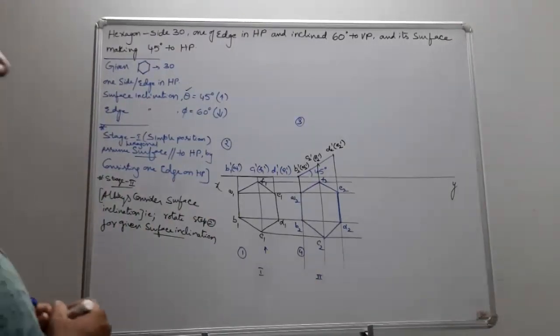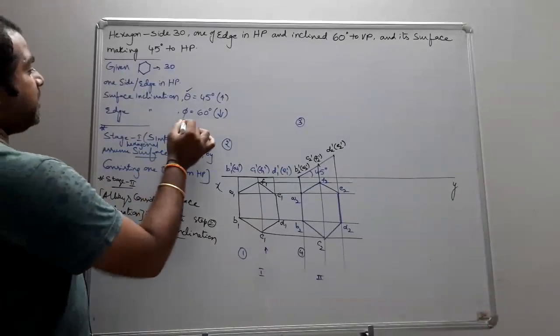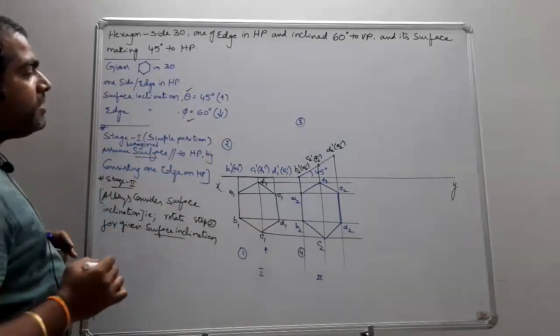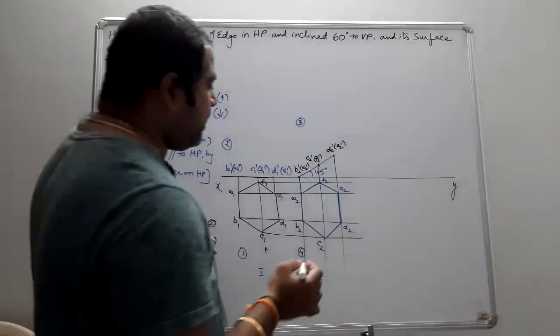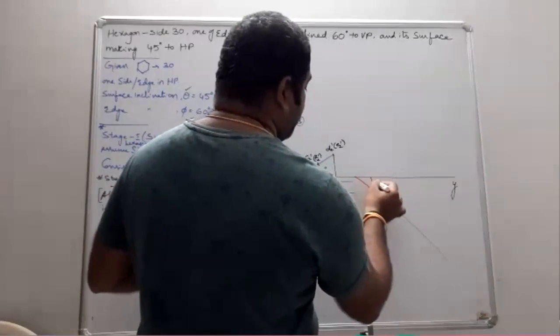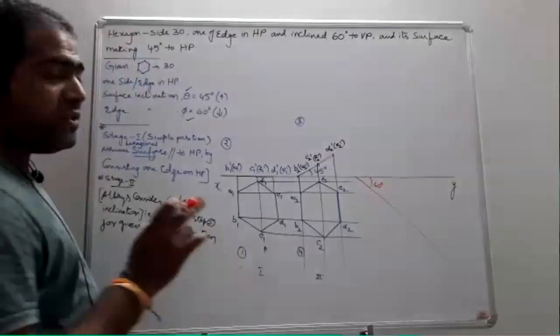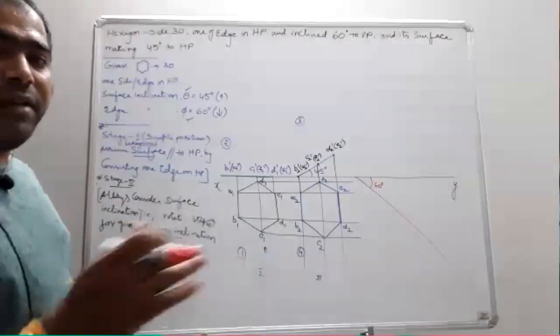Always in final stage 3, we have to consider the edge inclination. What is the edge inclination? Edge is inclined 60 degrees to the VP. So, draw a line of 60 degrees below the XY line, such that the edge which is resting on HP is making 60 degrees.